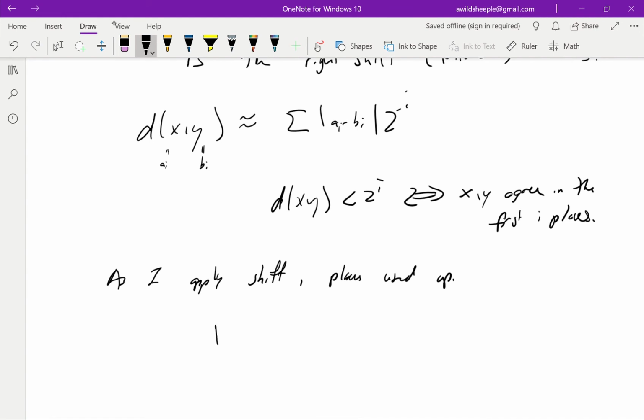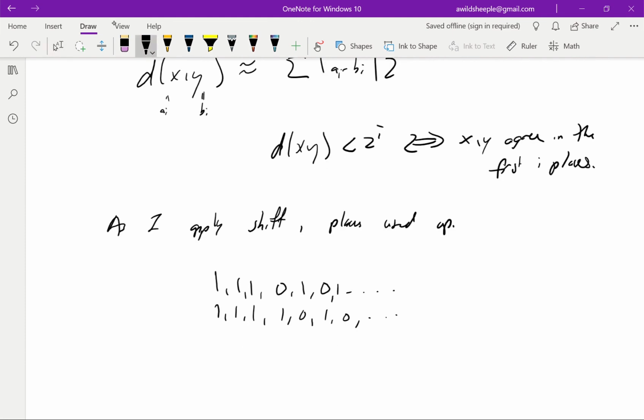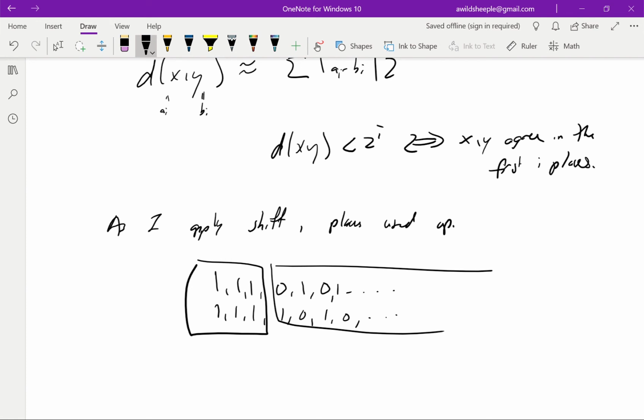Maybe just to show you an example. I could have 1, 1, 1, and then 0, 1, 0, 1, and then stuff is happening. And then I have 1, 1, 1, 1, 0, 1, 0. These things are within 1/8 of each other because at the 1/2, 1/4, and 1/8 places they agree. But if I apply my shift map 3 times, then these 3 numbers come off, and we're left with this stuff, and these completely disagree. So after 3 shifts, there's nothing in common anymore, at least in this example, and these points are now far apart from each other, even though they were originally close.